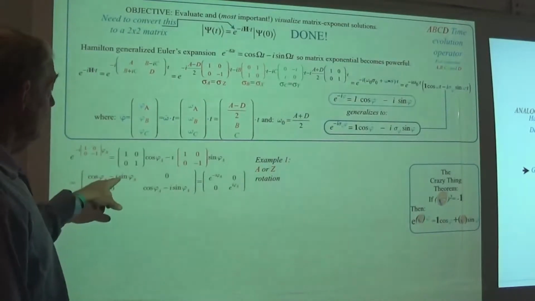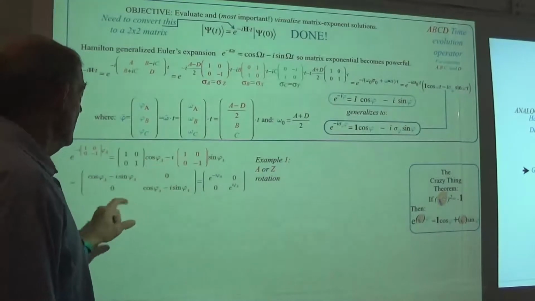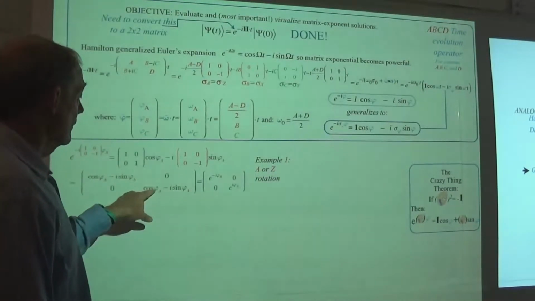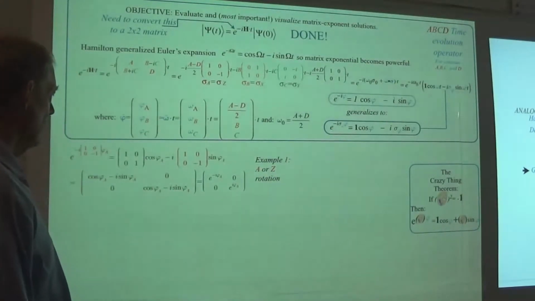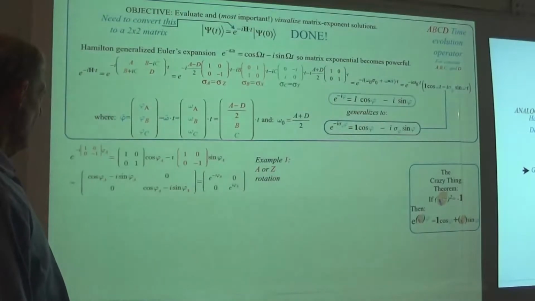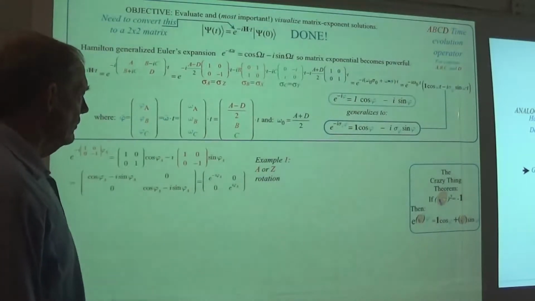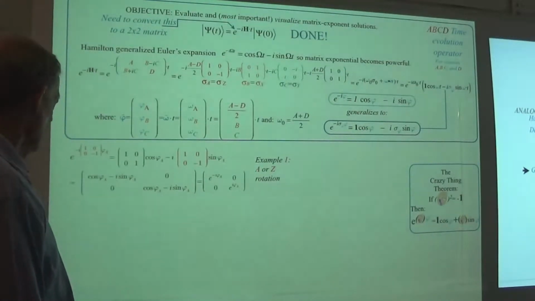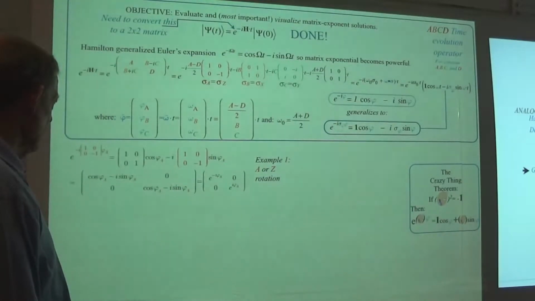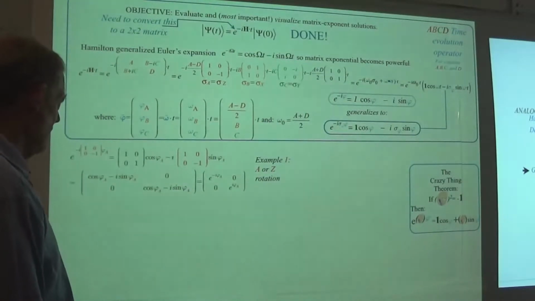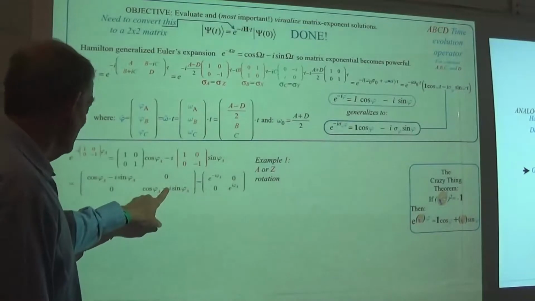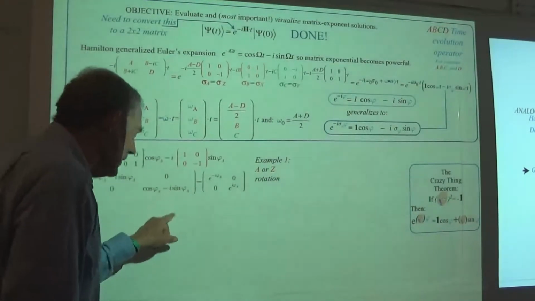Well, here's what you get. I get a minus i sine here. I get a cosine of phi, and again a minus there. And let me see. This is a plus sign. Actually, minus times a minus is plus.